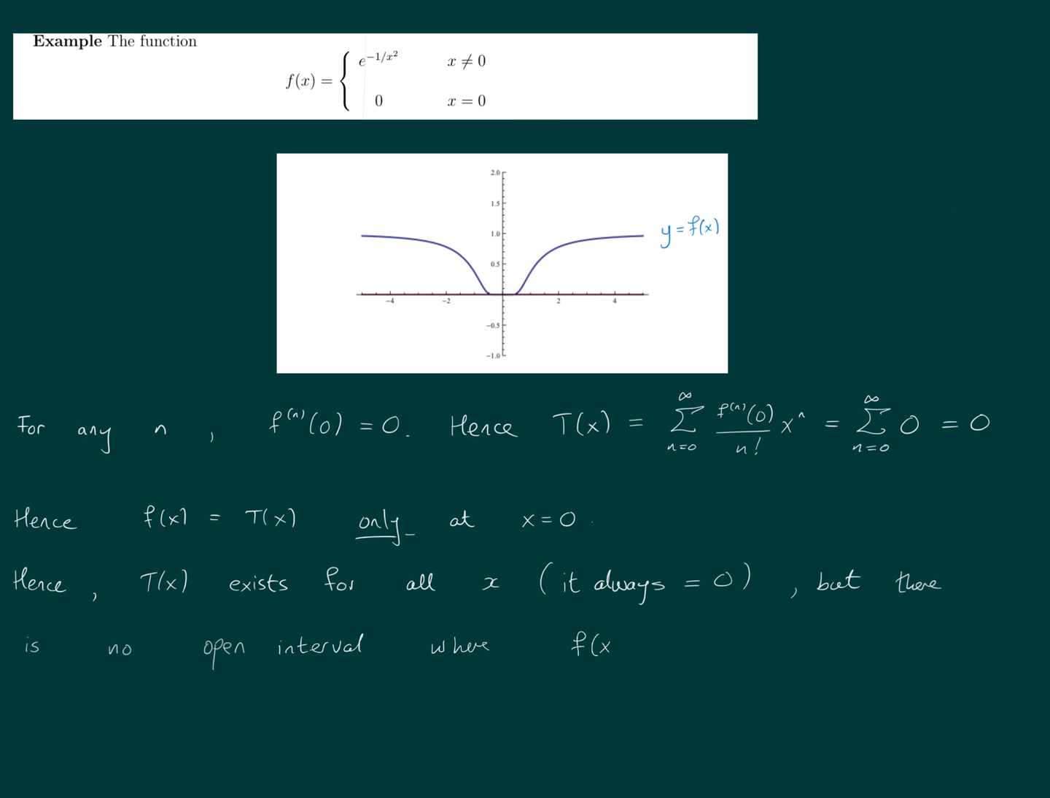Okay, so this is a very strange example when you first see it, but what we have done is we have taken the function f, we have established its Maclaurin series. Its Maclaurin series for any x is equal to 0. So the Maclaurin series is always 0, but f is only 0 at the origin. So f only agrees with its own Maclaurin series at the origin. And that's what's very strange about this example.